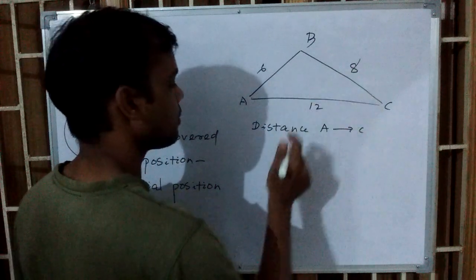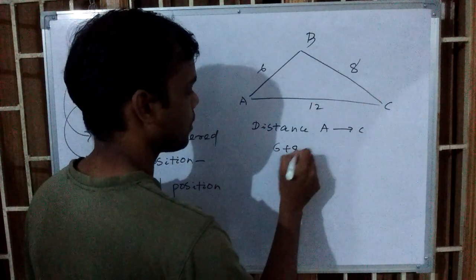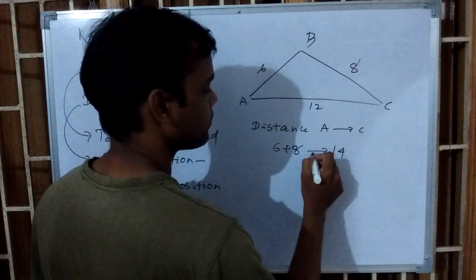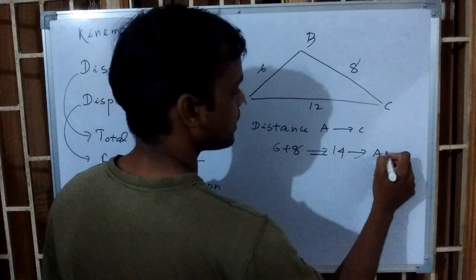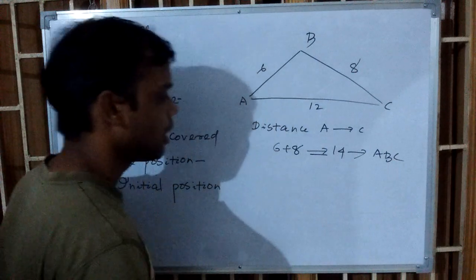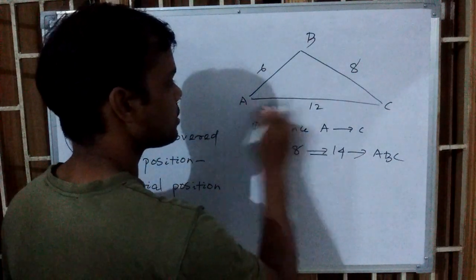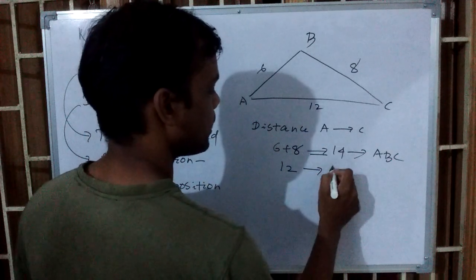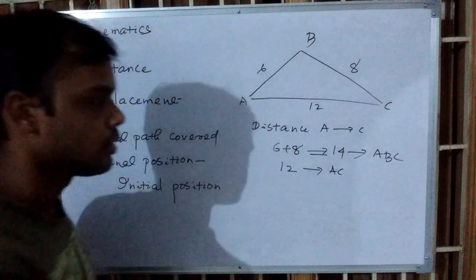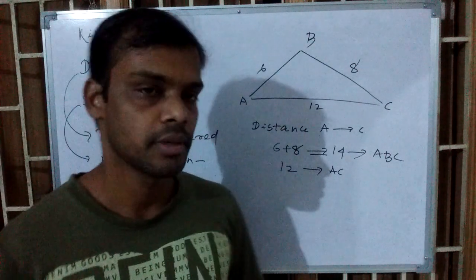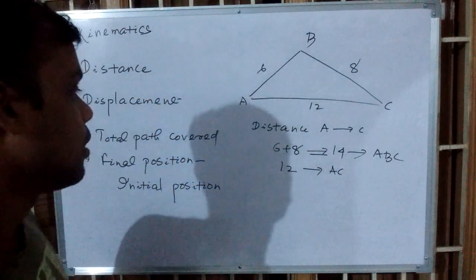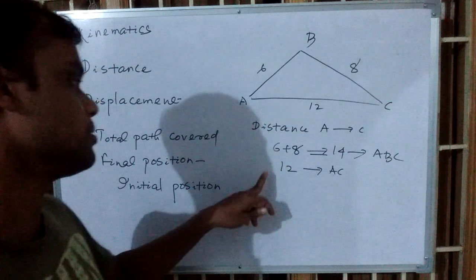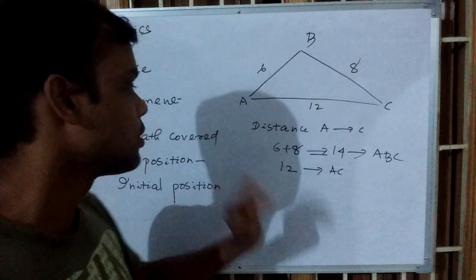One is 6 plus 8. If I cover this path, that is equal to 14, and the path is ABC. Now second is direct 12. Here my path is AC direct. That means distance depends upon the path covered, which path you are using to reach the destination. So in both cases we got the distance.